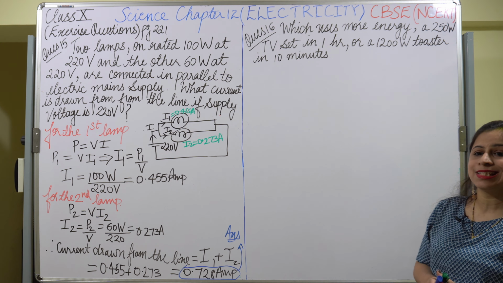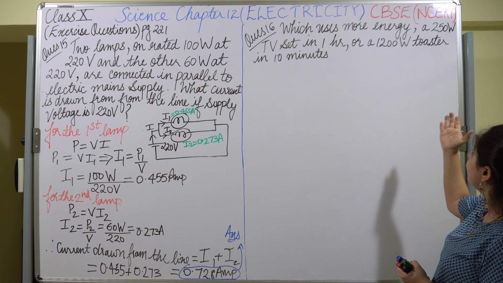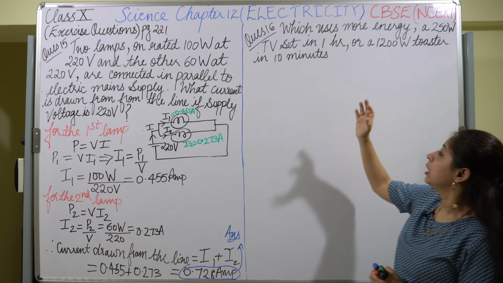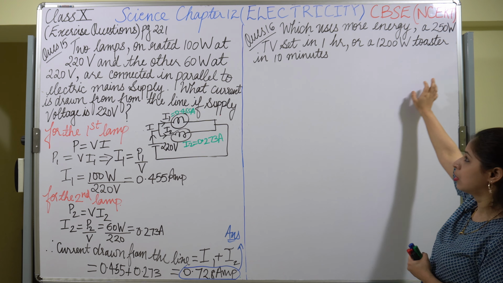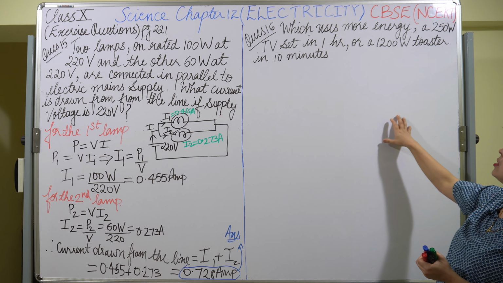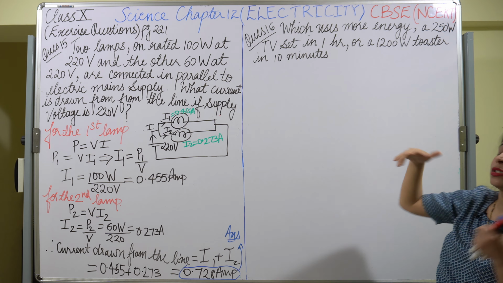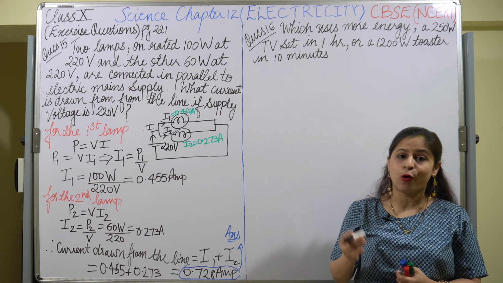Question number 16 says, which uses more energy, a 250 watts TV set in 1 hour or a 1200 watts toaster in 10 minutes? So we need to find out which is consuming more energy. So here we will be applying Joule's law of heating.